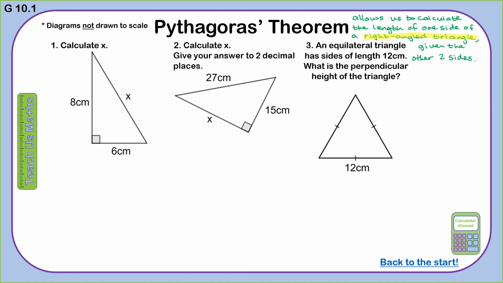Before we look at the theorem, we need to know that the longest side of a right-angled triangle is called the hypotenuse. The hypotenuse is always opposite the right angle.